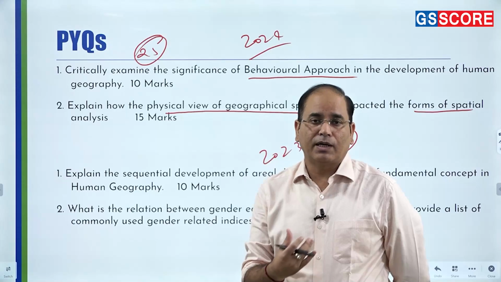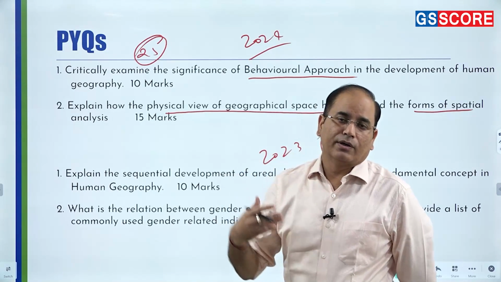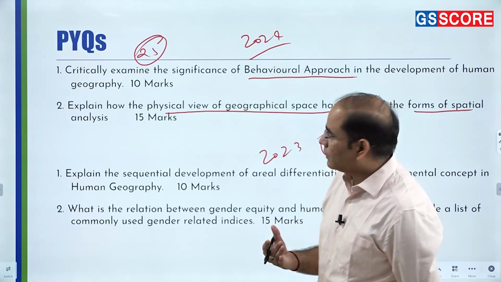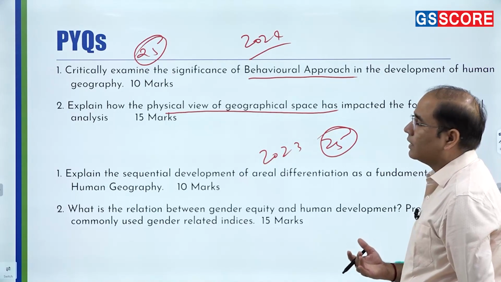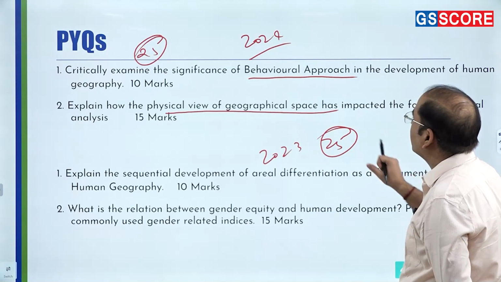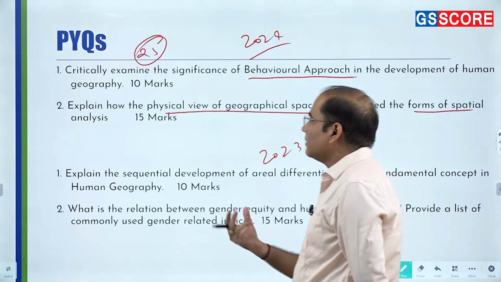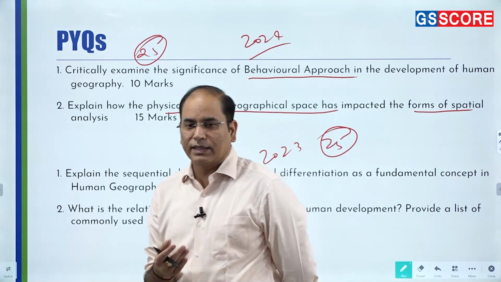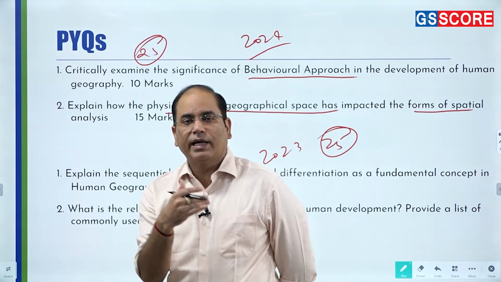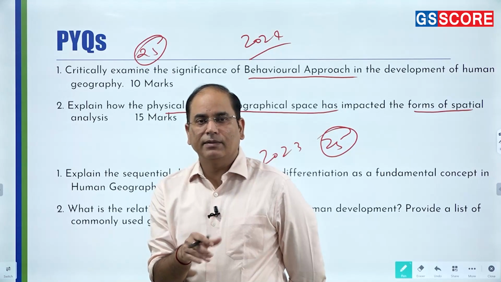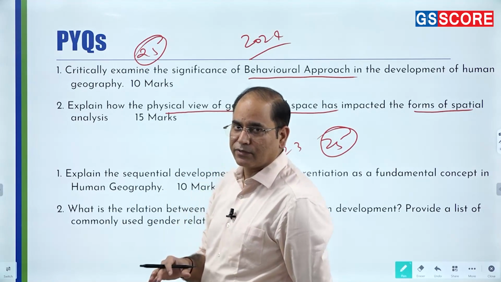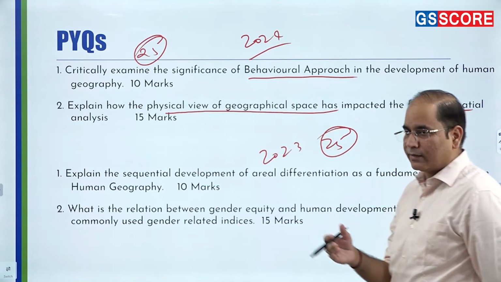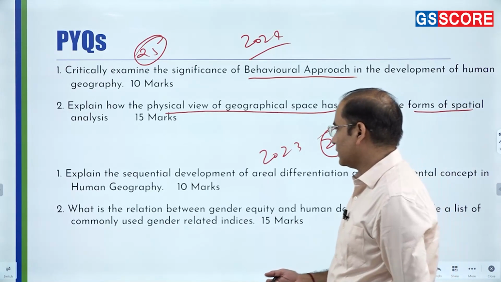So direct question. Explain how the physical view of geographical space has impacted the forms of spatial analysis. So spatial analysis is part of your regional synthesis as well as areal differentiation. So again, we cannot say that it's purely a direct question and easy, but it is a moderate question, which can be answered through the study of areal differentiation and regional synthesis.